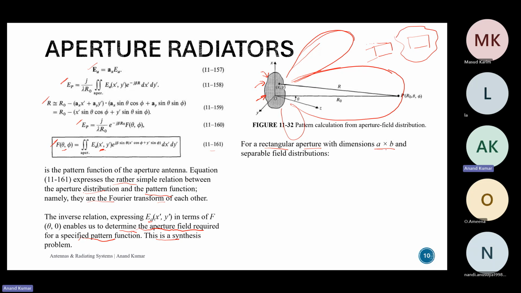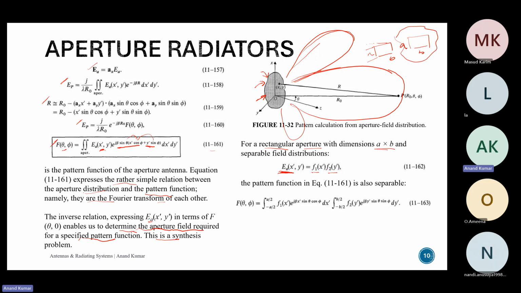For a rectangular aperture with dimensions a cross b, so this is a and this is b, in the separable field distributions. What we are trying to say is that the exponential terms over here we can separate them if they are not dependent. Theta and phi are independent. So we can write the E field as a product of f1 and f2, where the pattern function, this 161, becomes this function over here.